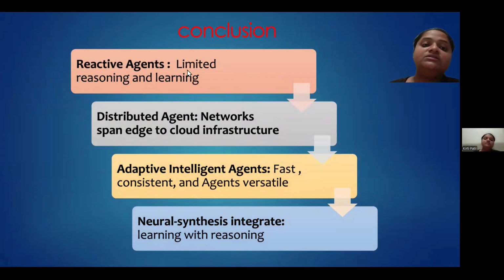So the conclusion has some key points that are reactive agents, distributed agents, adaptive intelligent agents, and neural synthesis integrate. The reactive agent has limited learning and reasoning. The distributed agent has a network spanning edge to cloud infrastructure. The adaptive intelligent agent is fast, consistent, and versatile. Neural synthesis integrates learning with reasoning.